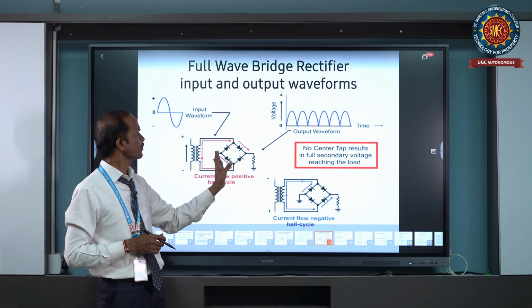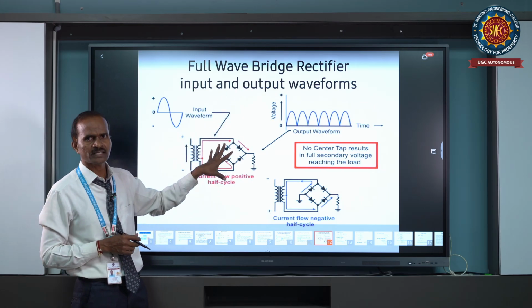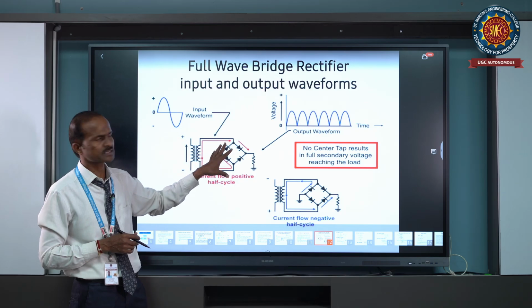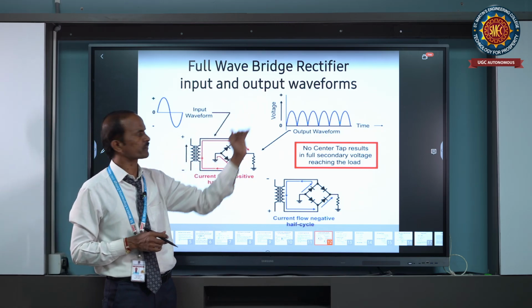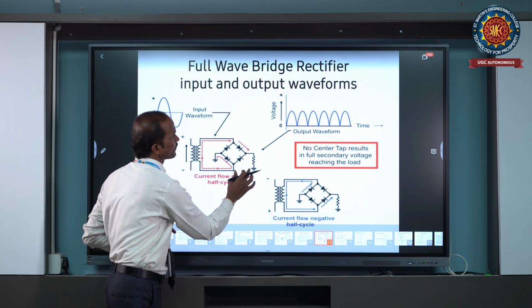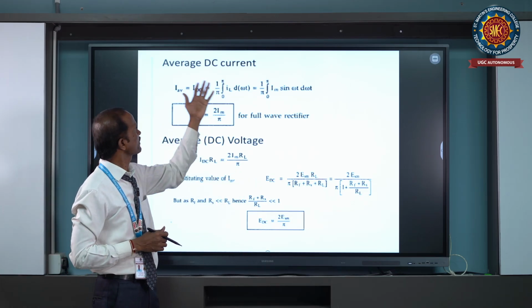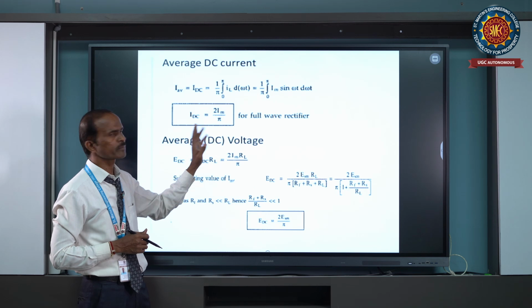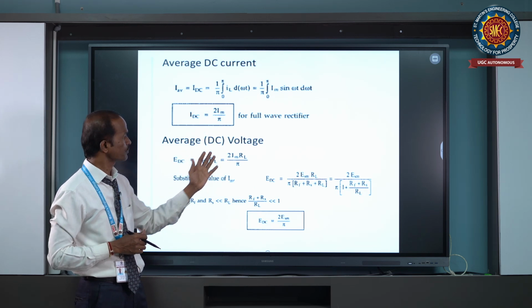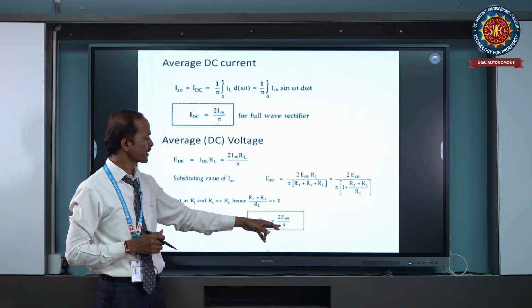Now these 4 diodes are connected in a bridge structure, that's why it is called a bridge rectifier. Now the average DC current formula is IDC equal to 2 Im by pi. Similarly the average DC voltage is 2 Vm by pi.